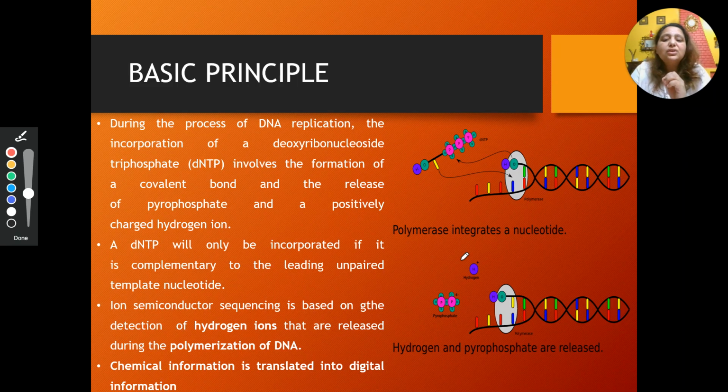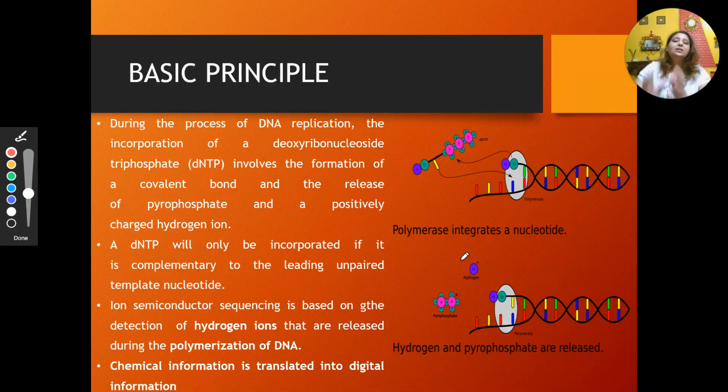So what scientists thought was that if there is a possibility that this proton, or the hydrogen ion, which is released during the DNA replication process, is a chemical molecule, and if this chemical information somehow can be converted into digital information or an electrical signal that can be interpreted, then it will be very nice.